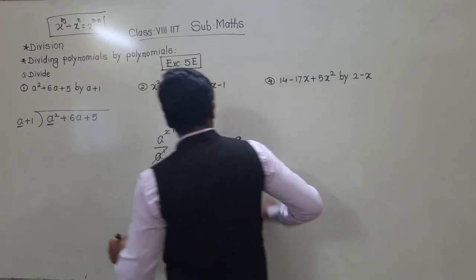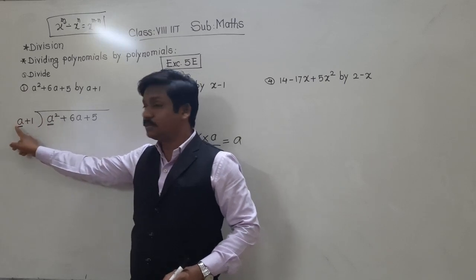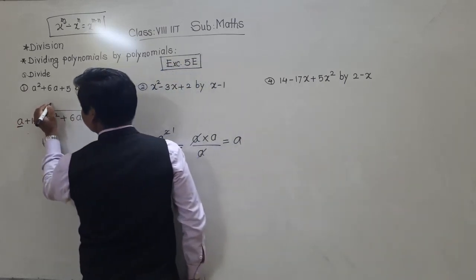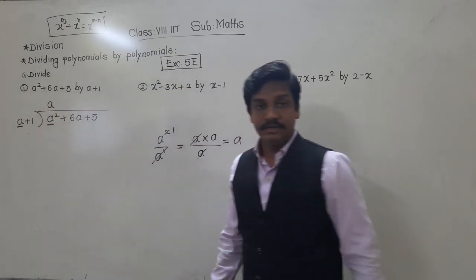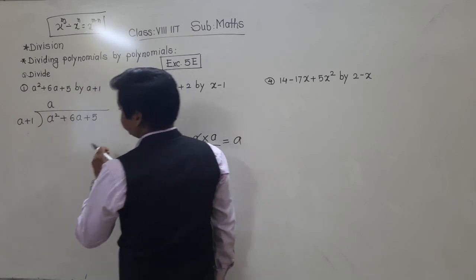So what we have done first? We divided the first term of the dividend by the first term of the divisor. What answer we got? A. That a we write in the quotient. Over? Now, second. Now what to do?